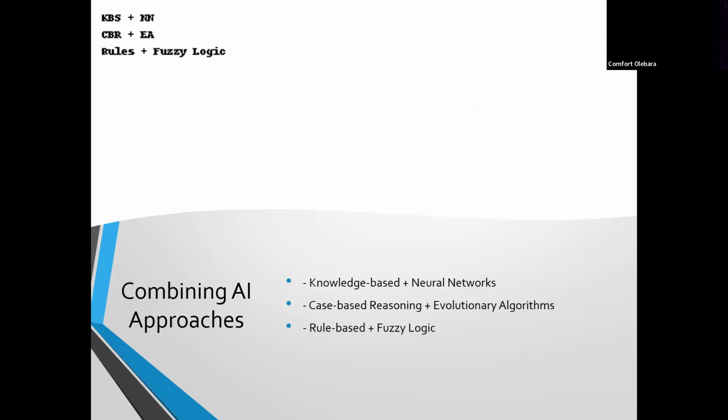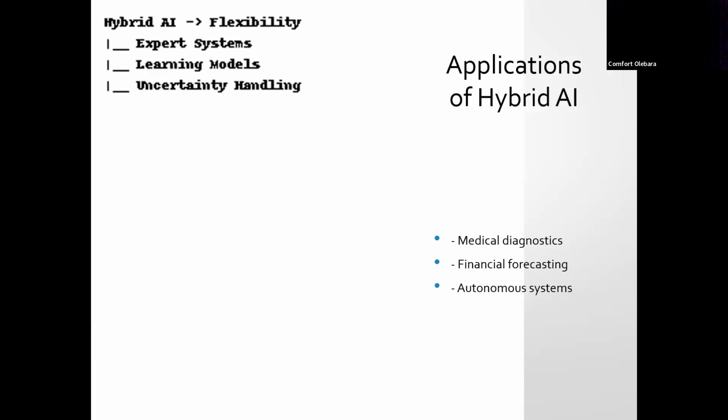And then because you want a hybrid system, okay? Applications of hybrid systems can be in medical, financial, or autonomous systems. We already mentioned these cases. You choose an area you want to apply.